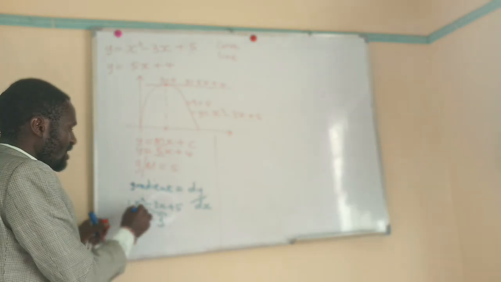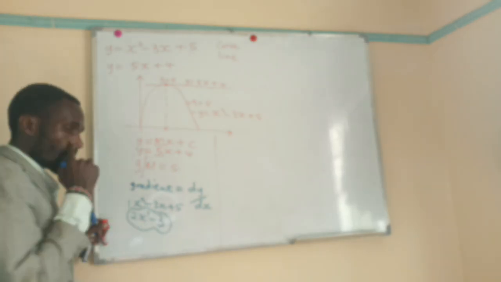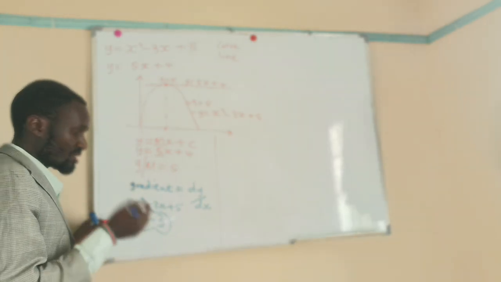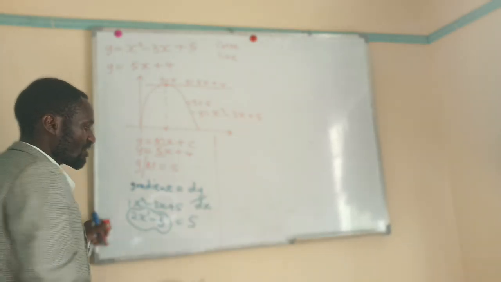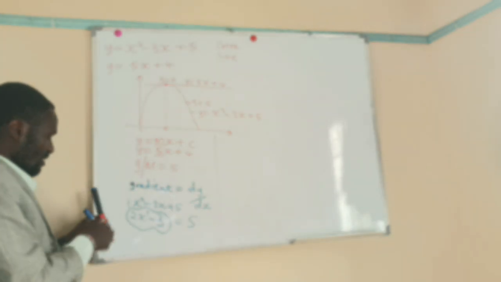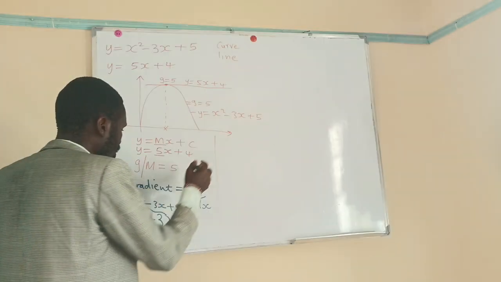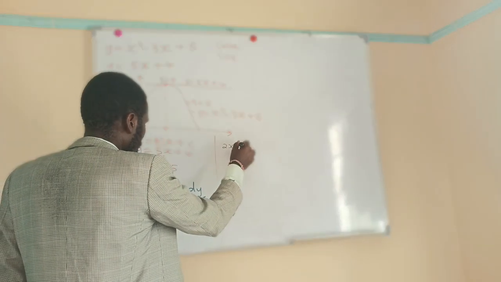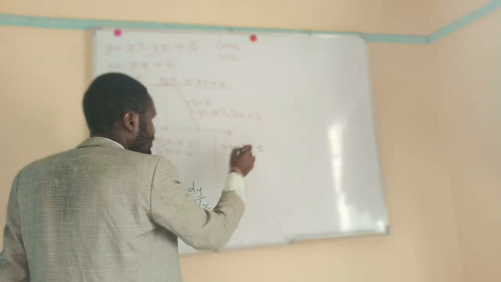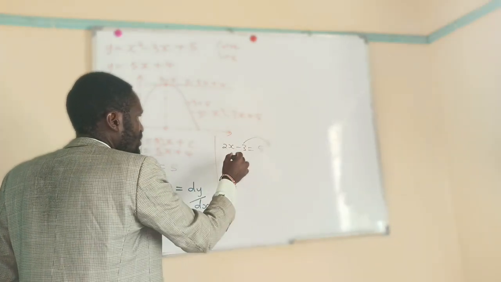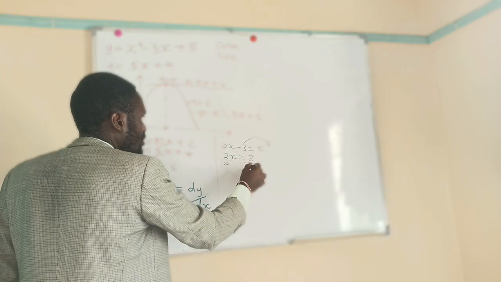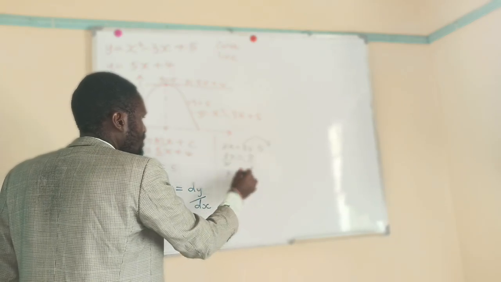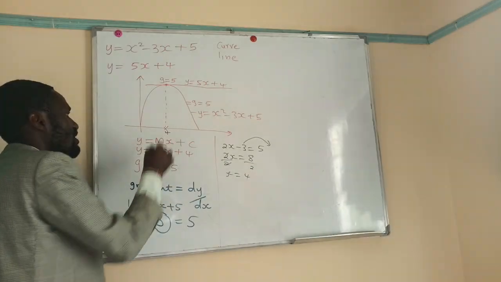And this dy dx is the one that can help us get the gradient of a curve at any point. So we know that the gradient of the curve is 5. This can help us get the value of x very easily. So we shall proceed and have 2x minus 3 equals 5. We take 3 to the other side of the equal sign, so 2x equals 8. We divide both sides by 2. So at the end of the day, our x is 4. So at this point, the value of x is 4.